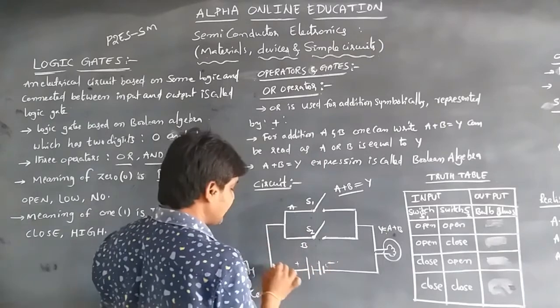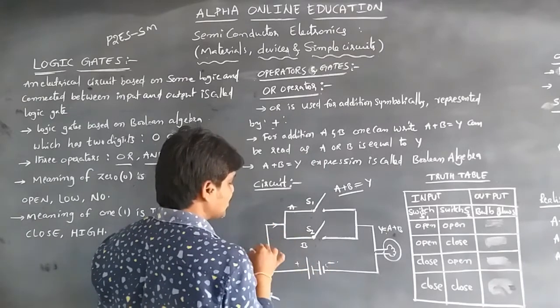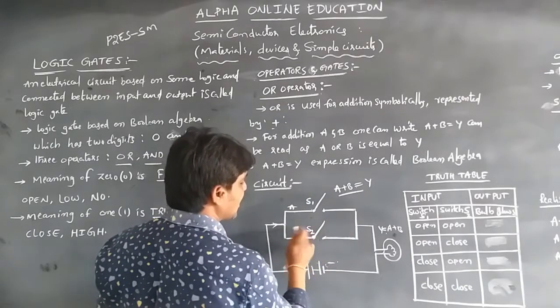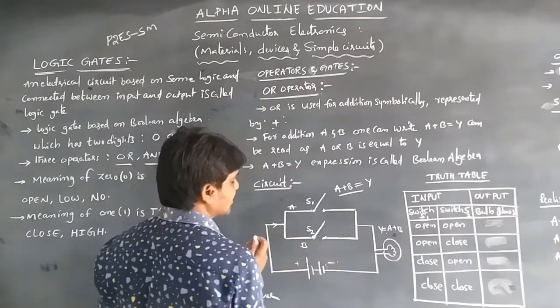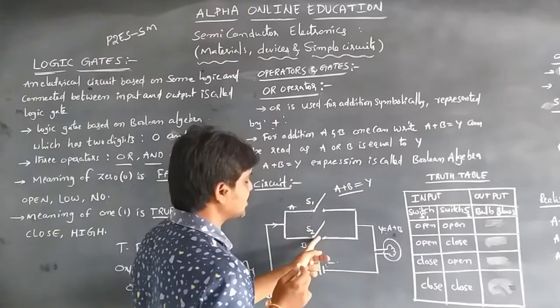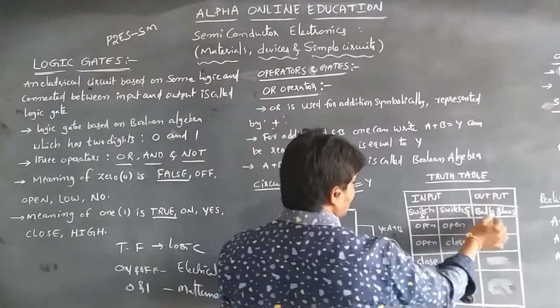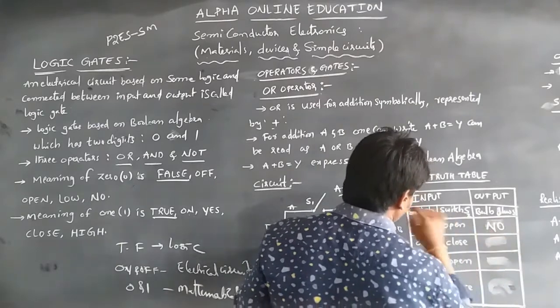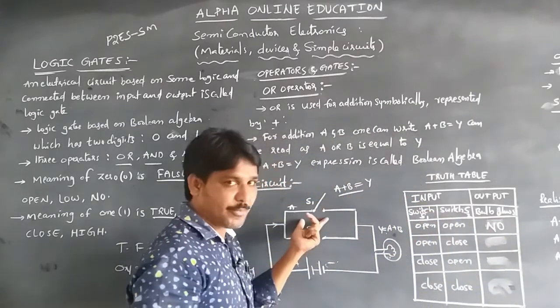No, because whenever current flows through the circuit, this is open and this is also open. There is no connection between the output and input terminals. So it is open and it is also open. Can the bulb glow? No. So no bulb glows whenever both switches are open.